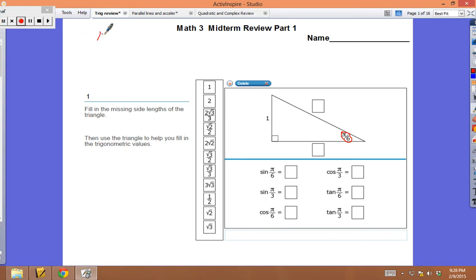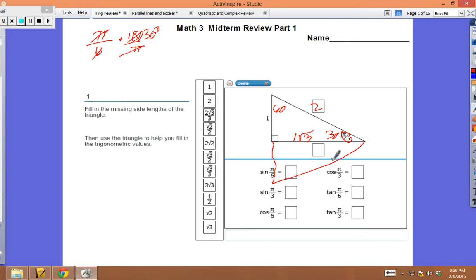So if you've got pi over 6, that angle is pi over 6. So times it by 180 over pi, and that is equivalent to 30 degrees. So if this is 30 degrees, then this is a 60, and that's a 90. So that means it's equilateral. So this is 1, this is 1, this is 2, this is 2, and this altitude, or this base, is going to be 1 times the square root of 3.